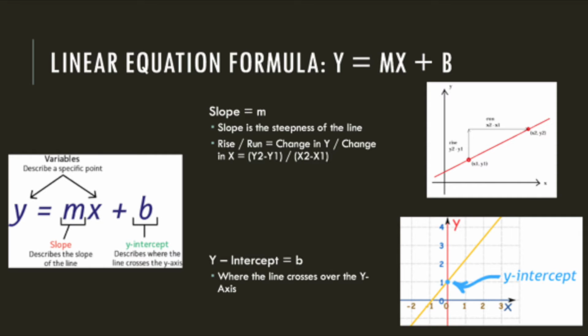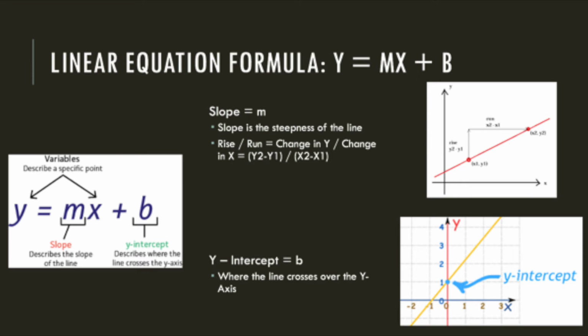All linear equations follow the same formula: y equals mx plus b. y and x are variables. m is the slope of the line, or the steepness. The slope can be calculated different ways, including rise over run, change in y over change in x, and y2 minus y1 divided by x2 minus x1.